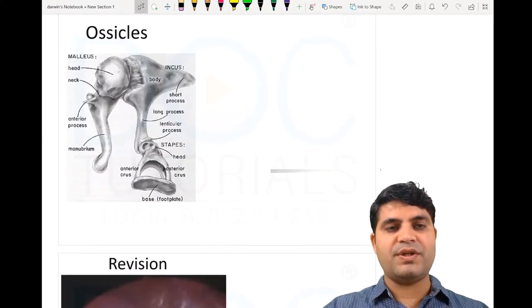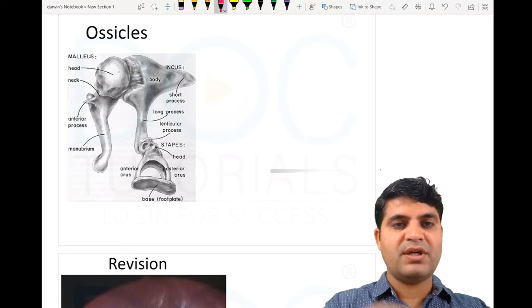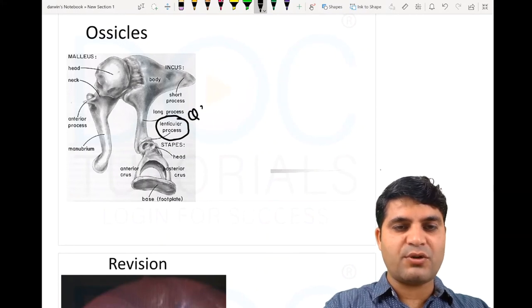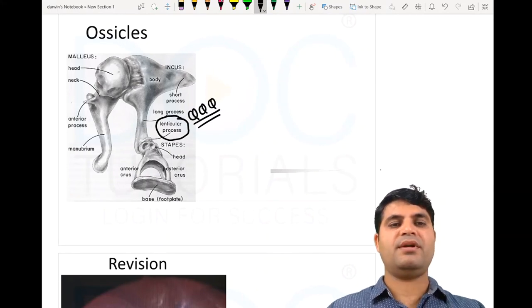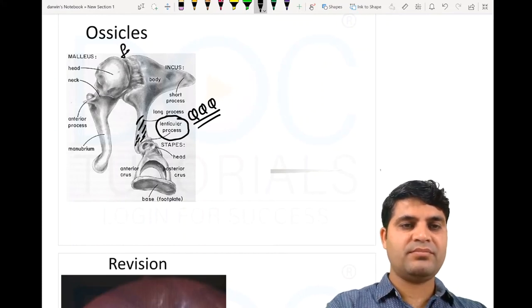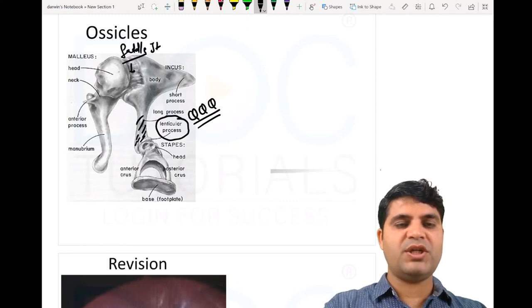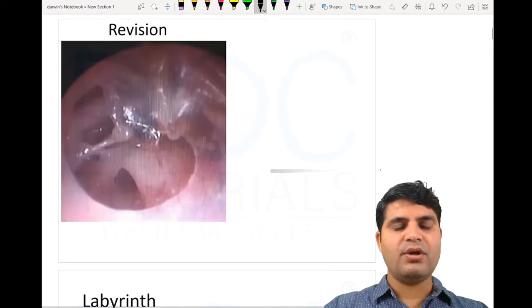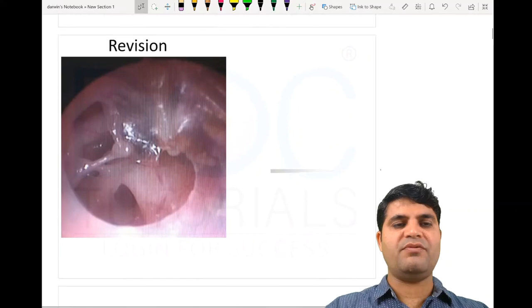This is a picture of the ossicles, very simple. This is just to revise that this is the body of incus, this is the lenticular process of incus, and I think everybody knows that the lenticular process of incus is the first ossicle part to be necrosed. This is the saddle joint. This is the ball and socket. By shape you are able to analyze. Important question. This is just a revision of the slide I have shown you.